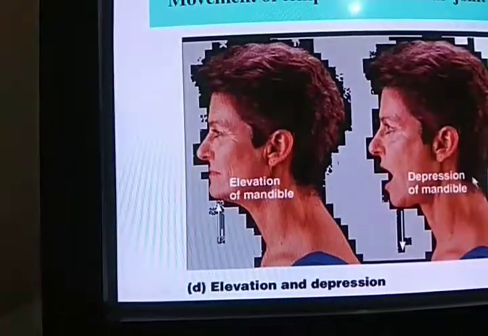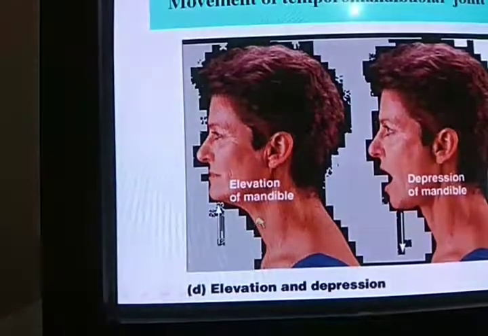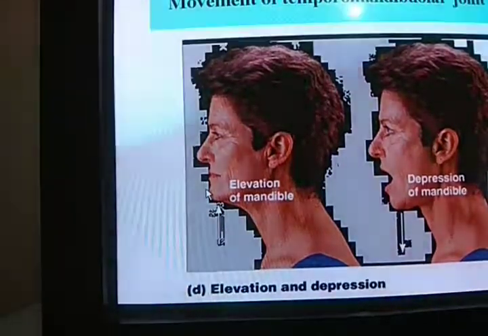Depression and elevation. This is depression of the mandible. This is elevation of the mandible. This is depression. This is elevation.